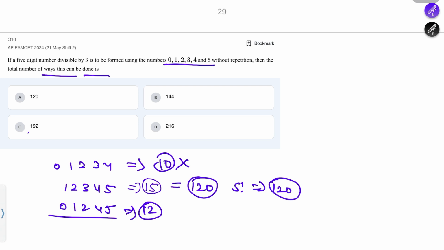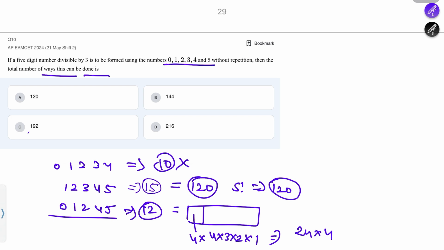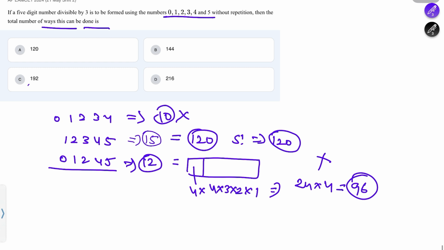After that you can use 0. To select the 5 digits with 0 in the first place, there are only 4 choices, and after that the remaining 4 digits can be arranged in 4 into 3 into 2 into 1. Okay, so 24 into 4, so 96. So the total is 120 plus 96, which is 216.